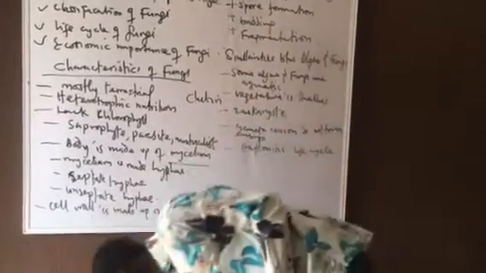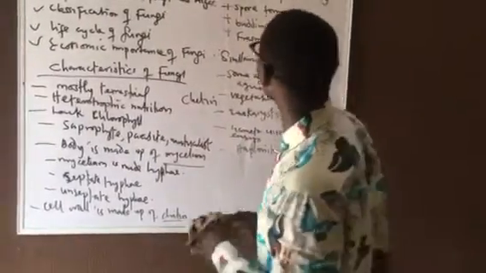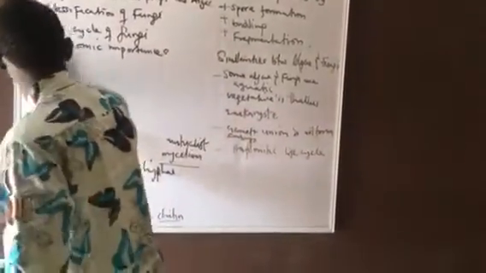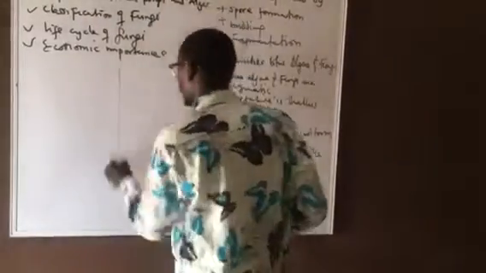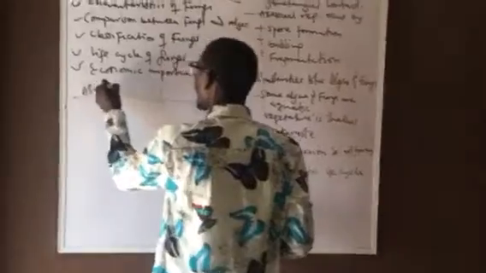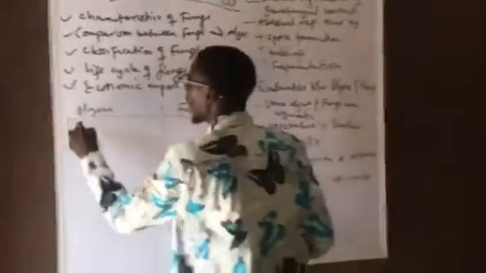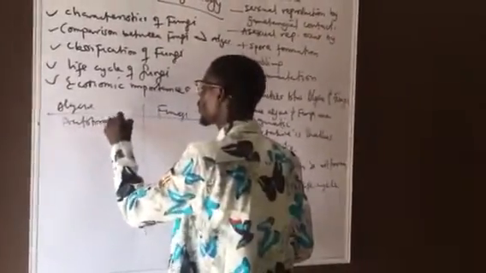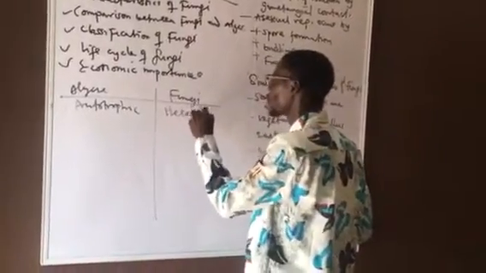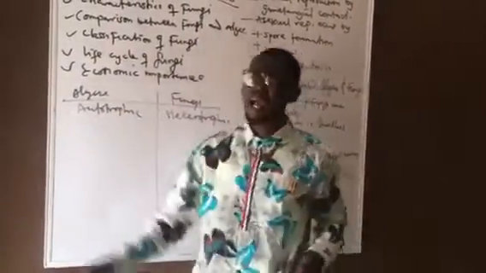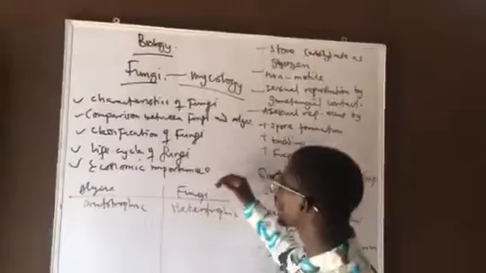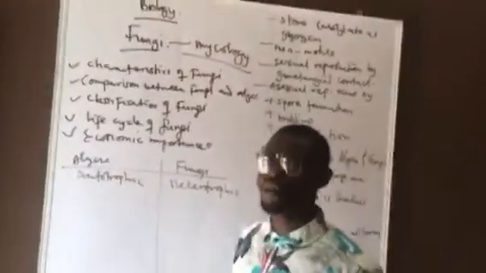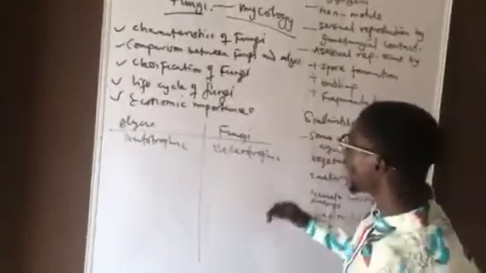So what about the differences? Do we have any differences between algae and fungi at all? Yes, we have. While the algae are autotrophic, the fungi are mostly heterotrophic. The algae are able to manufacture their own food because they have chlorophyll. But the fungi cannot manufacture their own food. They depend on other organisms, so they don't have chlorophyll. That's why they are called heterotrophs.